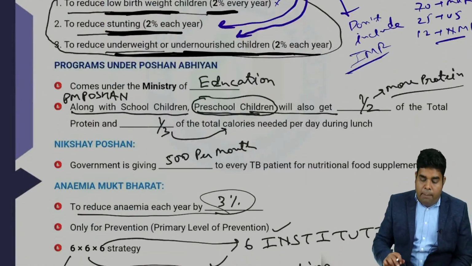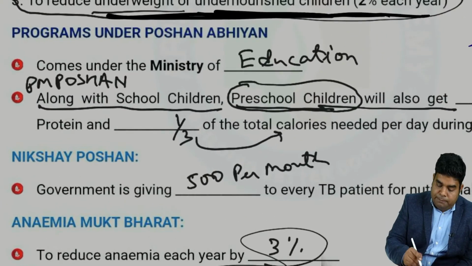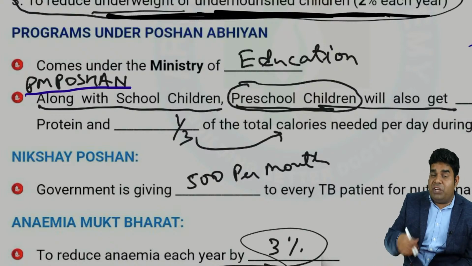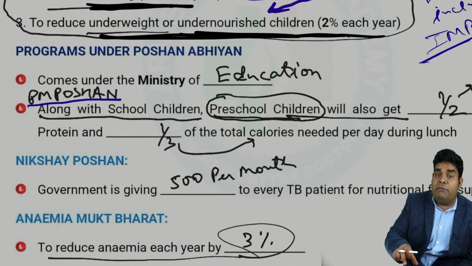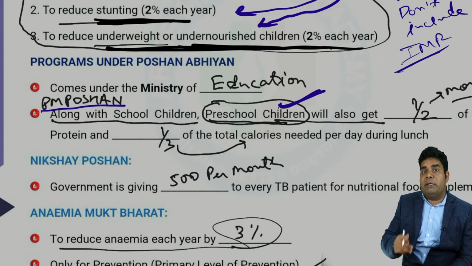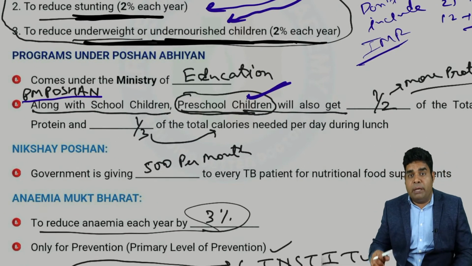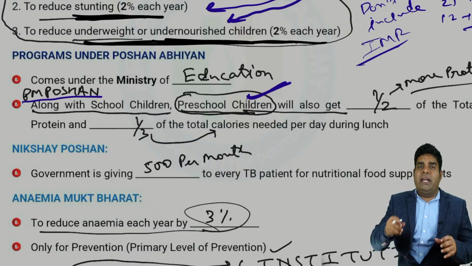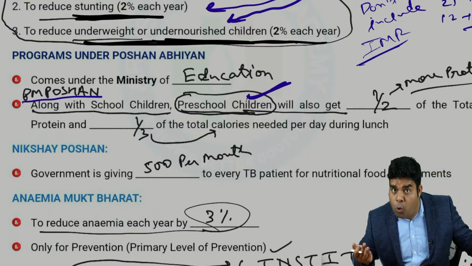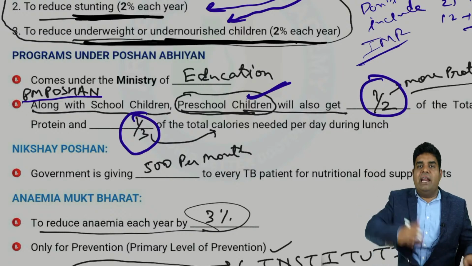Now, as I said, Poshan come under Education Ministry. And what is PM Poshan? PM Poshan was previously known as midday meal. Now they have changed the name and they said we will also give food to preschool children. So new thing in PM Poshan is preschool children added. Now how much protein, how much calorie they give? They give half of protein and 1/3 of calorie, because in most part of India, mother and children are eating only rice. So they can get calorie from there, but they are not getting protein in their home. So they will give more protein, less calorie. Protein is half, calorie is 1/3.